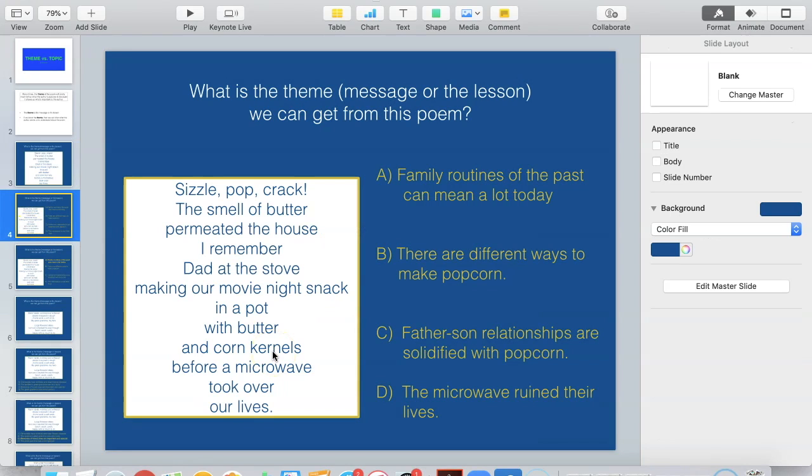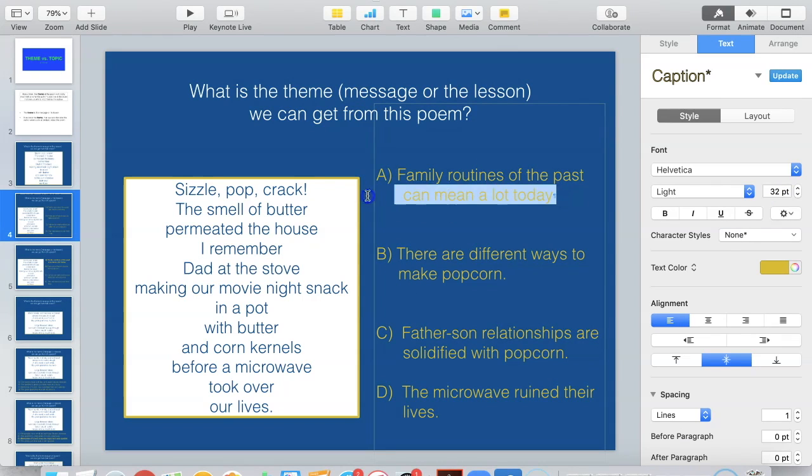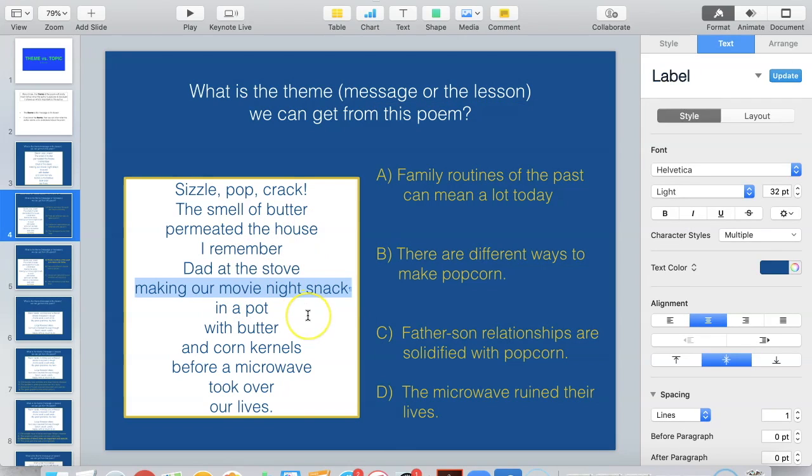So what is the theme? What is the message or the lesson we get from the poem? A, family routines of the past can mean a lot today. Is there something in here about a family routine? Well, it says, I remember Dad at the stove making our movie night snack. So it sounds like that's something consistent that happened a lot. Maybe. So A doesn't seem terrible.